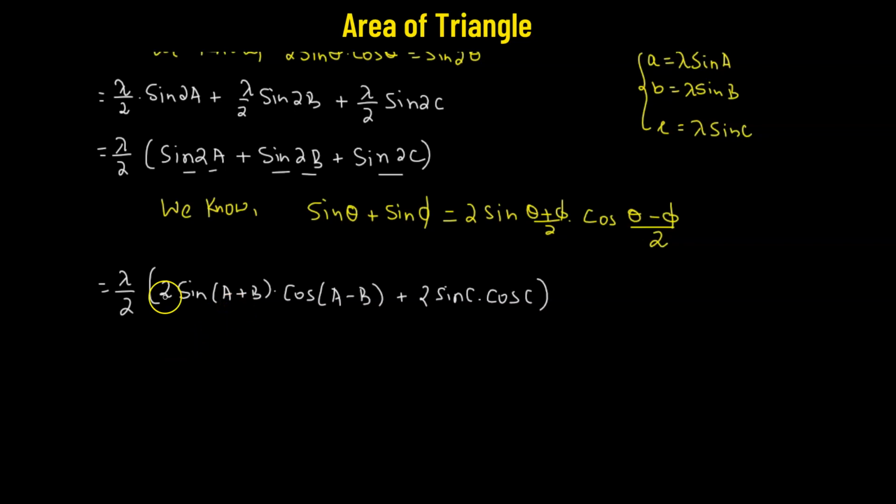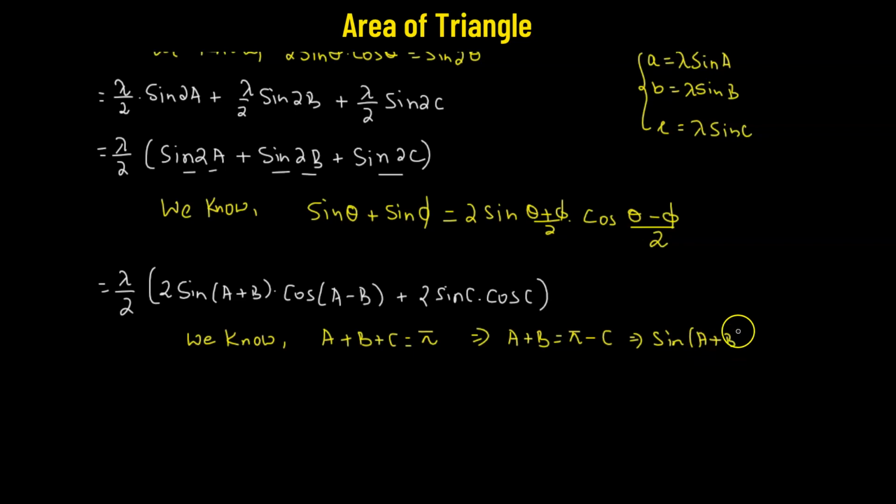Now, we know that in any triangle ABC, the sum of the interior angles is 180 degrees. That means A plus B plus C sums up to pi radians. If we keep A plus B on the left hand side and transpose C to the right hand side, we get pi minus C. Now if we take the sine on both sides, then sin of (A plus B) equals sin of (pi minus C). But we know that sin(pi minus C) is simply sin C. This tells us that sin of (A plus B) is equivalent to sin C. Now we're going to replace sin of (A plus B) with the value sin C.